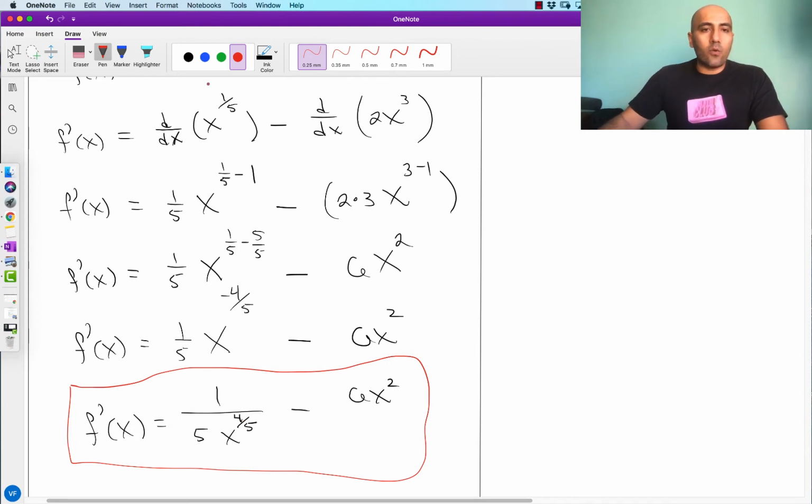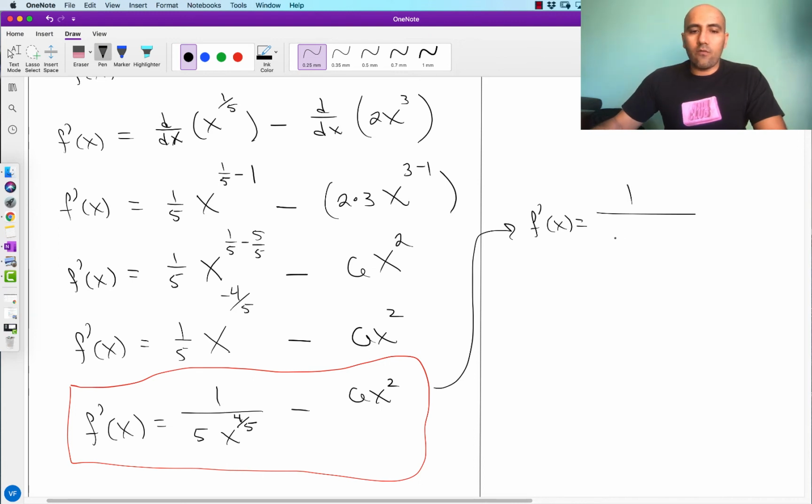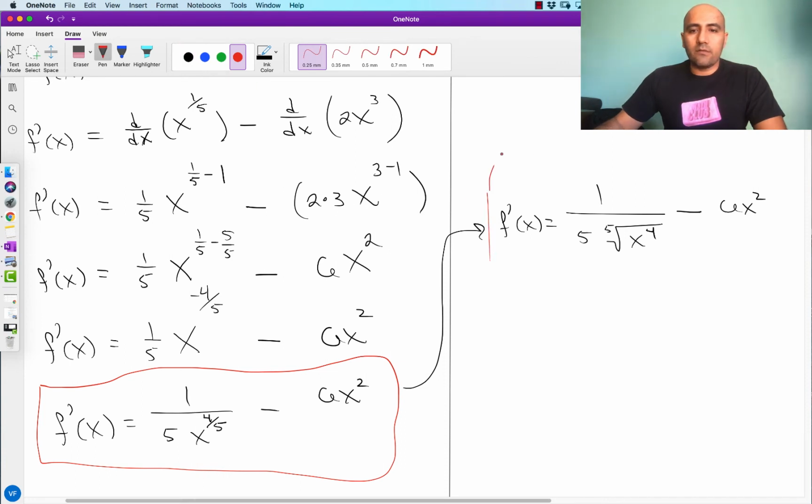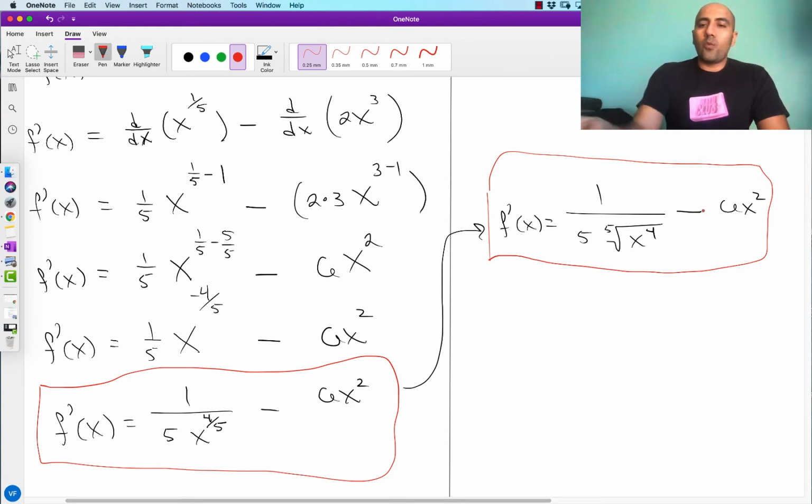So this looks good. Or another popular version of this would be to say that this is then equal to, using the roots, 1 over 5, and then the 5th root of x to the 4th, minus 6x squared, right? Using the root notation, very popular as well. And then we could, again, figure out a way to combine them and make them into one big happy fraction.